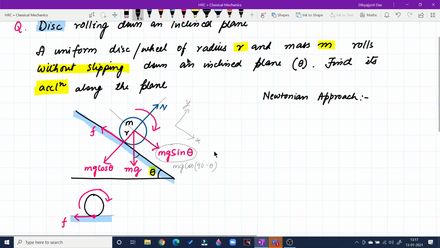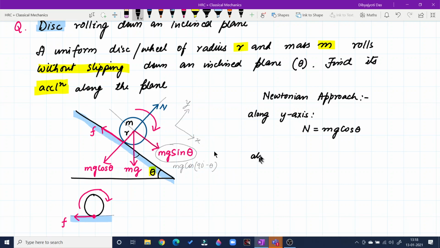As I said in the last class, in the Newtonian approach, if there is no motion along an axis, that means the forces are balanced. If there is motion along the axis, that means the forces are imbalanced. So if you look along the y-axis, the forces are balanced. What is there along the y-axis? N is equal to mg cos theta. How do we know? Because there is no motion along the y-axis. I have kept the y-axis perpendicular to the plane, and perpendicular to the plane there is no motion happening. So whatever forces are along the y-axis are all balanced. N is equal to mg cos theta.